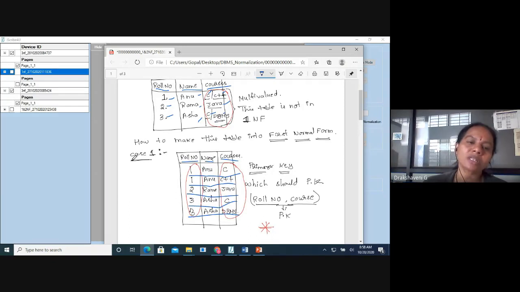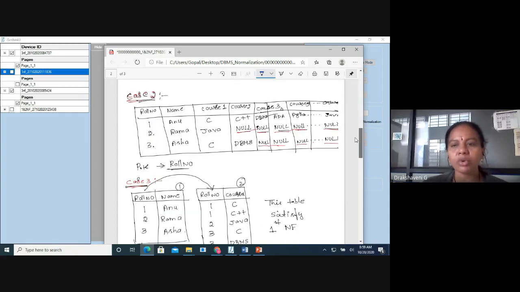This case also has so many redundant values. You can see so many redundancies in this table. In this, Anu is repeated, Asha is repeated, C is repeated, 1 is repeated, 3 is repeated. So this is not a better case. Let us see, can we take one more case?